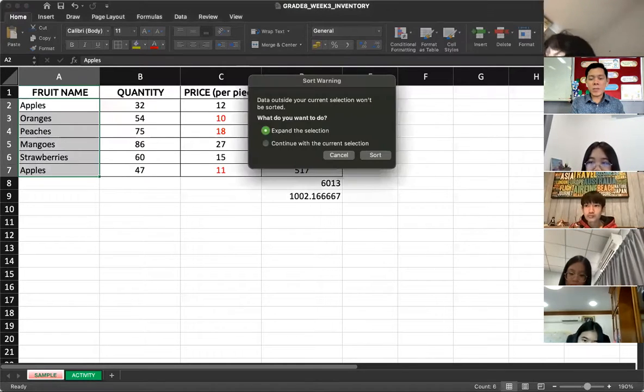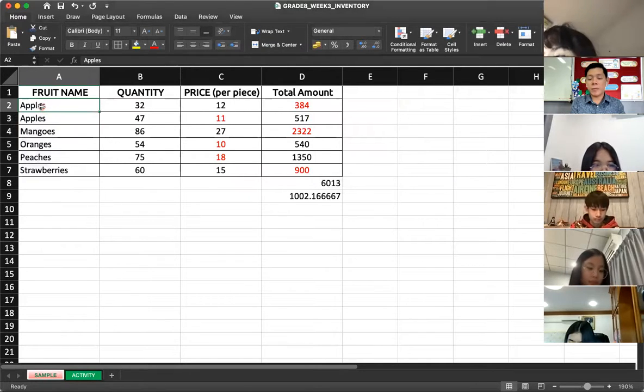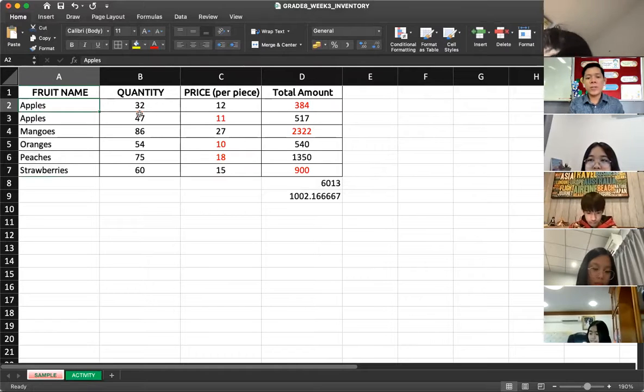And then it will be sorted, but it will ask you this one. Please be careful of this one. Always choose expand the selection so that the numbers here will follow also. So click this one, expand the selection, and then sort, and it will sort the names from A to Z. The same with numbers. I think it will sort from highest to lowest, lowest to highest, something like that. You can do that one also. Okay? Understand?